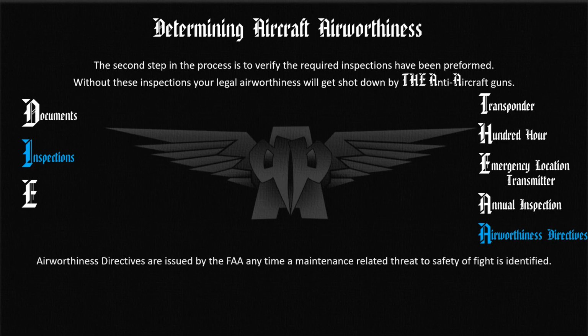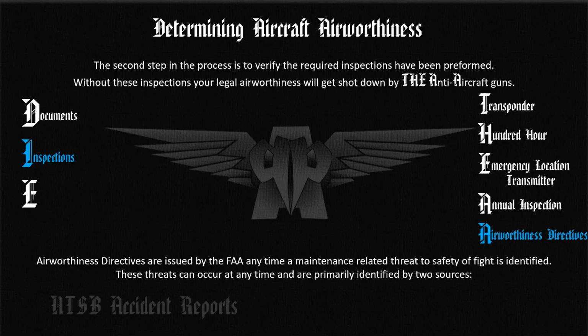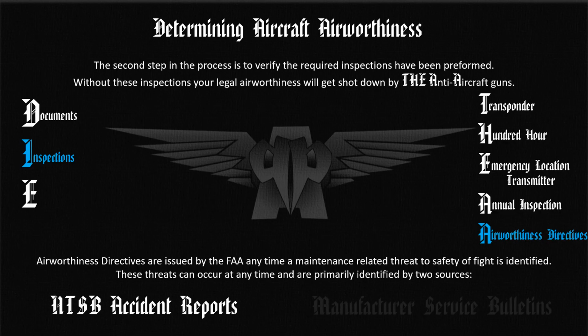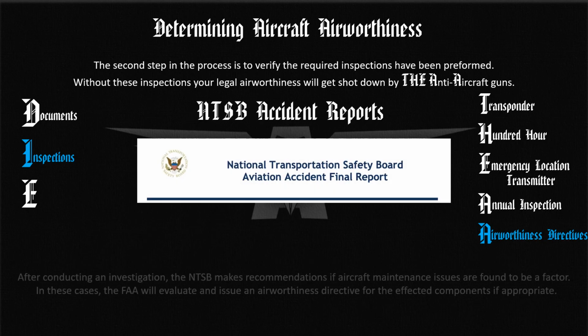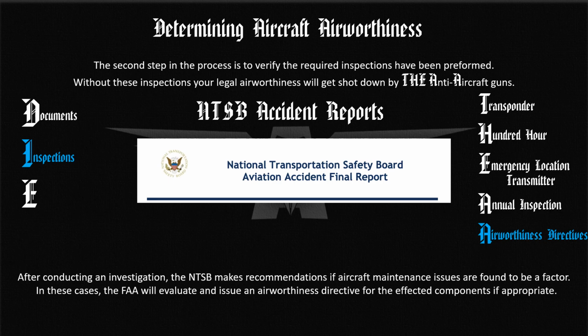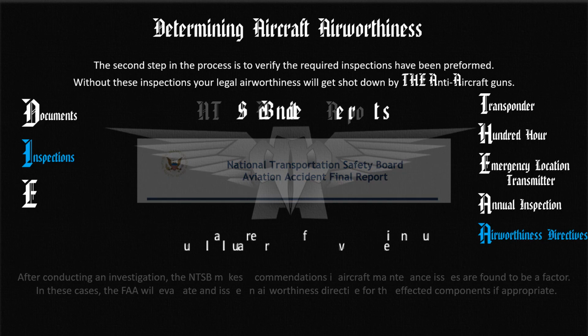Airworthiness directives are issued by the FAA anytime a maintenance-related threat to safety of flight is identified. These threats can occur anytime and are primarily identified by two sources: the NTSB accident reports, and manufacturer service bulletins. After conducting an investigation, the National Transportation Safety Board makes recommendations if aircraft maintenance issues are found to be a factor. In these cases, the FAA will evaluate and issue airworthiness directives for the affected components if applicable.